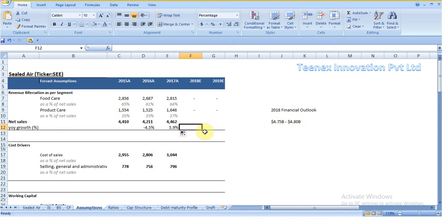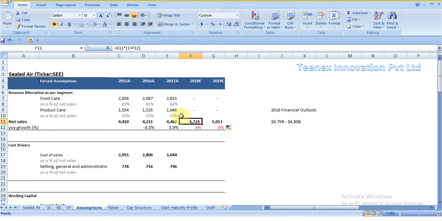So I will assume 6% revenue growth in 2018, and again 6% in 2019. Whatever assumptions I take, I'm going to put in red just to distinguish them from the historical data. Now I'm going to forecast this. This is my revenue for 2018, which is still on the lower end of the range provided by the company. So I can say that, being on the conservative side, I am correct. I can forecast this revenue.